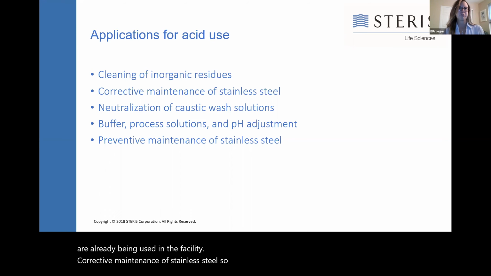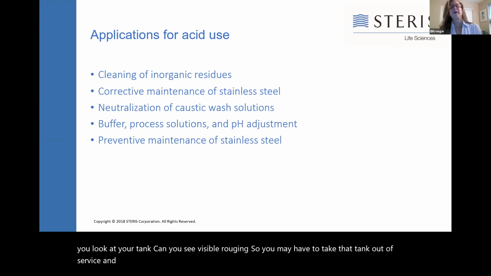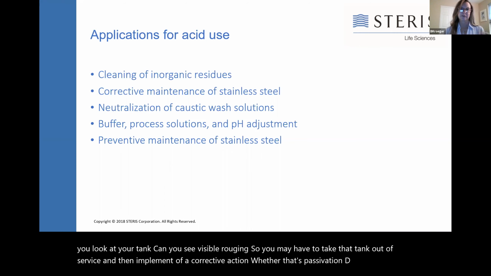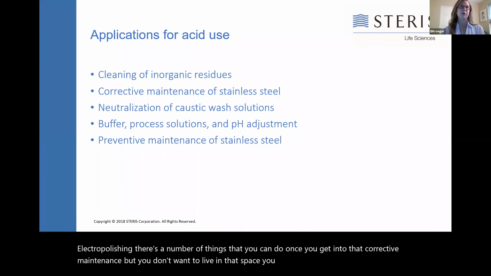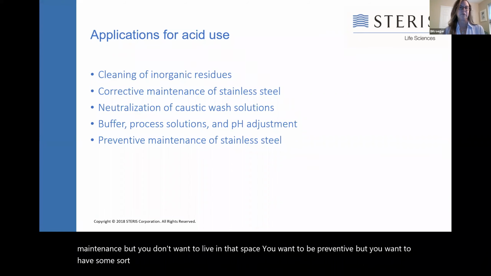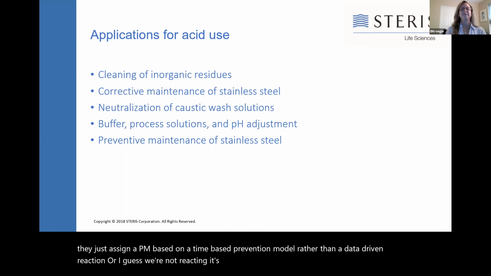That would be when you come into your tank and you look at your tank and you see visible rouging. So you may have to take that tank out of service and then implement a corrective action, whether that's passivation, derouging, or electropolishing. There's a number of things that you can do once you get into that corrective maintenance, but you don't want to live in that space. You want to be preventive, but you want to have some sort of thought process to your prevention. Most people right now just assign a PM based on a time-based prevention model rather than a data-driven model.